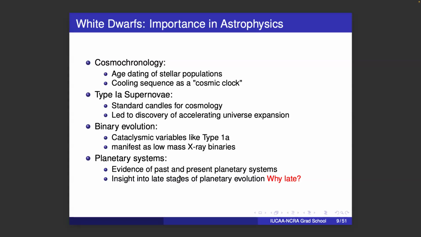Remember, white dwarf means this has come out of a star that has been in place for many, many years. It is like a person who has died at a very old age. You can be guaranteed that this person died very old. So the star has to be old for it to die as a white dwarf. Okay. Insights into late stages of planetary evolution. Why late? We've just answered that, because white dwarfs are old.